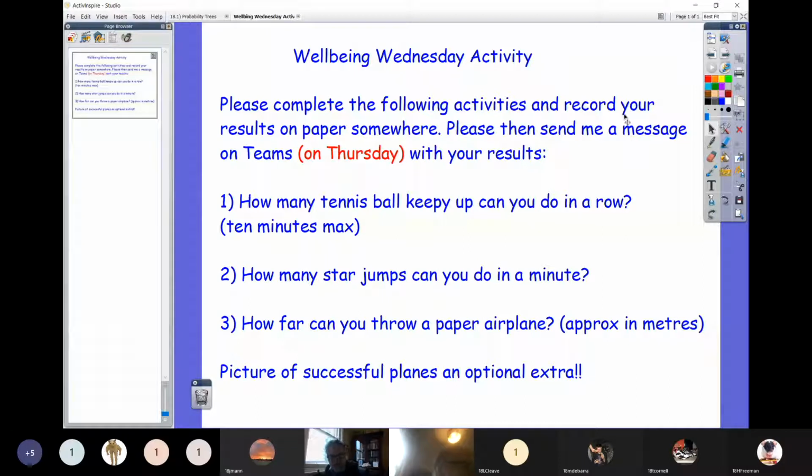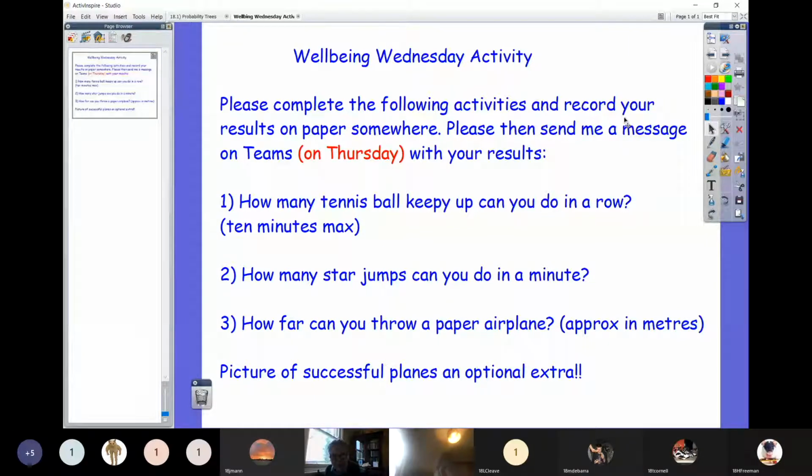So the first two here we're doing consistently across the maths departments because it allows us to collate some data that we can use when we're doing analysis, for example with group data. We wouldn't use your names, but we could say 40 people are asked to see how many tennis ball keepy-ups they could do, and 5 of them could do it for 10 seconds, 10 of them could do it, that sort of stuff. So this is your mission for tomorrow.